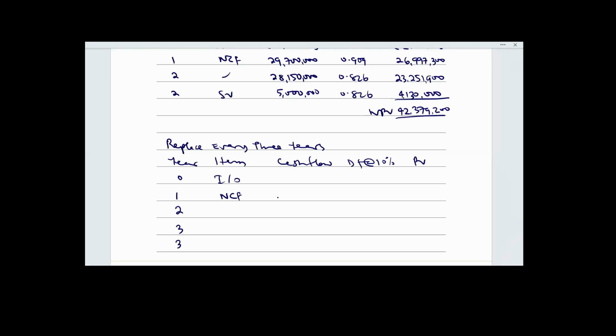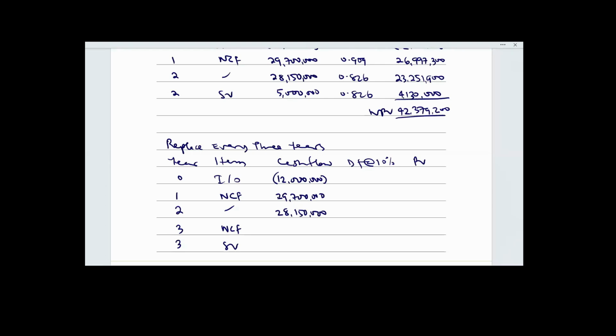Okay, so let's do the last one. Replace every 3 years. Description of item. Discount factor at 10%. Year 0, 1, 2, 3, then 3. Initial outlay. Net cash flow. Then salvage value. 12 million. 29,700,000. 28,150,000.